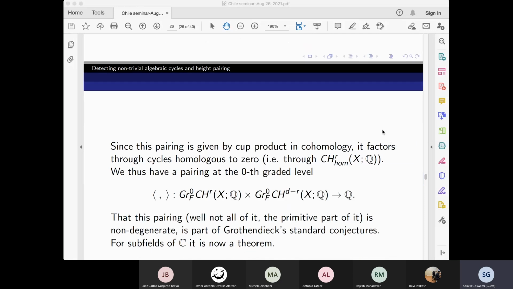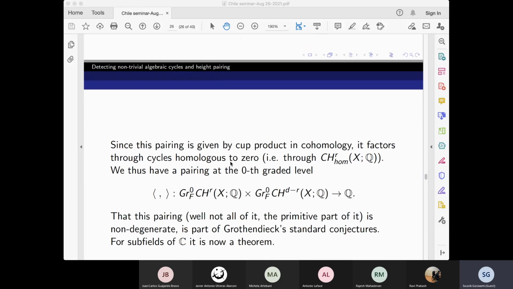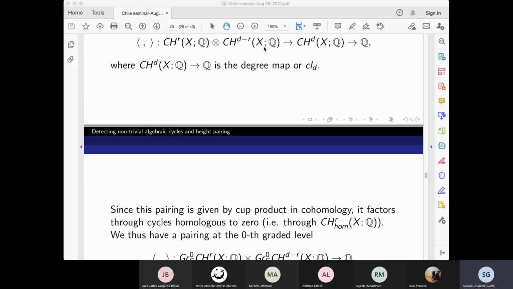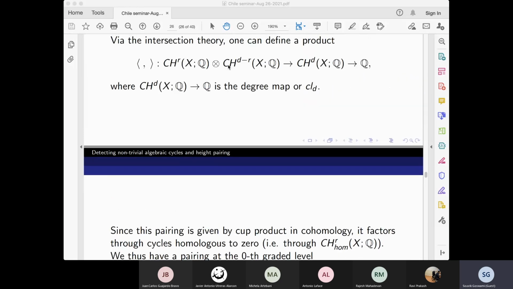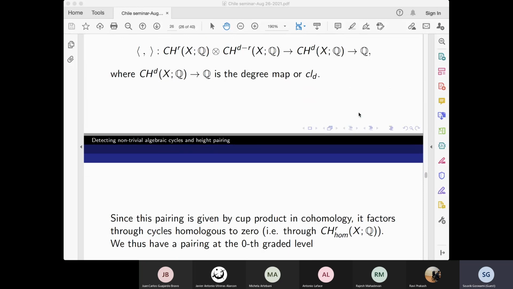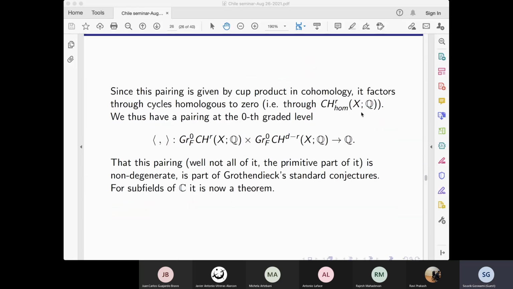Okay. The reason being that this product factors through the cohomology. So you can also view this as the cup product in cohomology. Okay, so we have a pairing at the 0th graded level. Recall that gr^0 is CH mod CH hom, at least conjecturally. So we have this bilinear pairing.